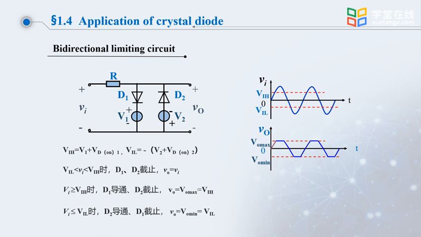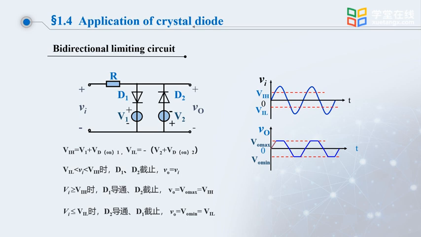Bidirectional limiting circuit composed of diodes. The picture on the left is a two-way limiting circuit composed of diodes D1 and D2. Among them, the two voltages V1 and V2 are used to control its threshold voltage values. This is V1, this is V2, used to control the upper and lower thresholds in the limiting circuit.